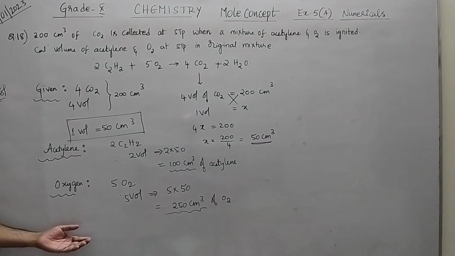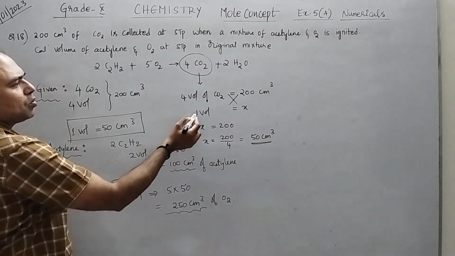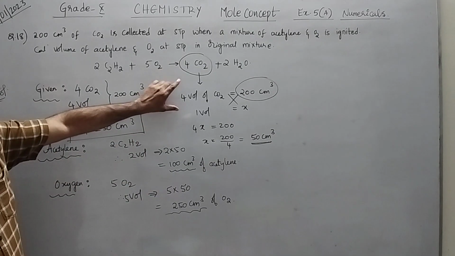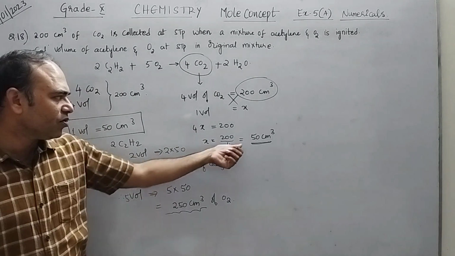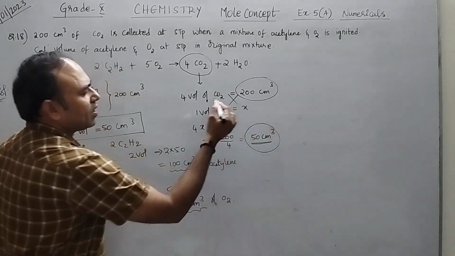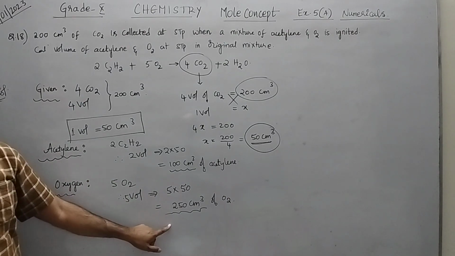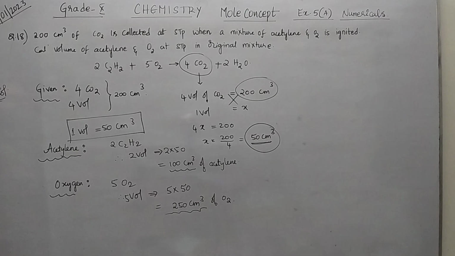Very simple. First and foremost, it is given that 4 volume of CO2 is nothing but 200 centimeter cube. This is the only value you are given. So 4 volume is 200, therefore 1 volume if you calculate is 50. With this, you can easily identify 2 volume of acetylene is 100, and 5 volume is 250 centimeter cube of oxygen. Hope you have understood this. Now let us move to question number 19.